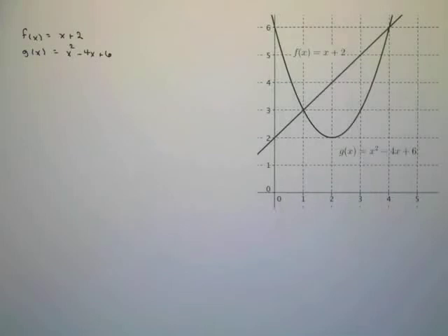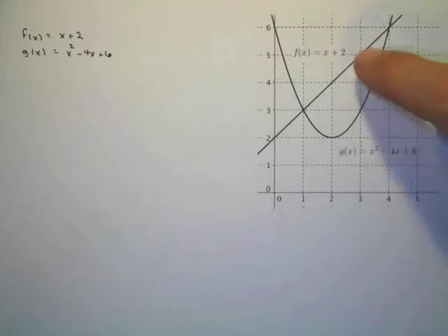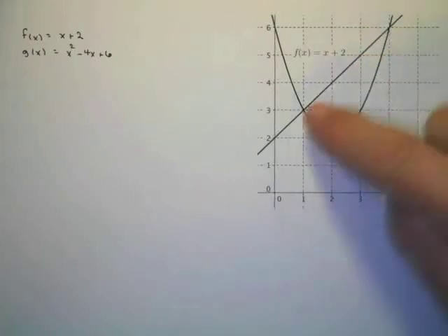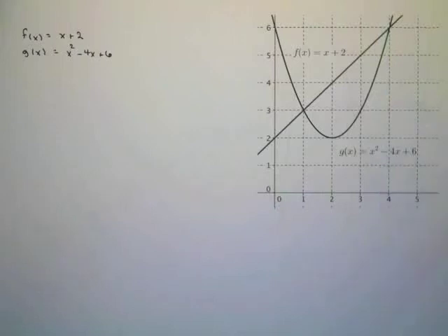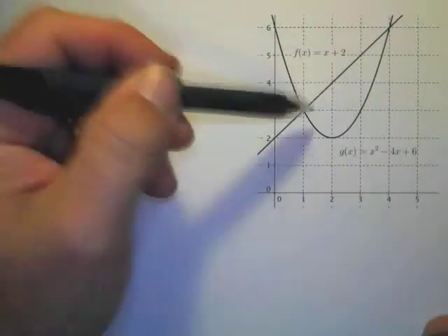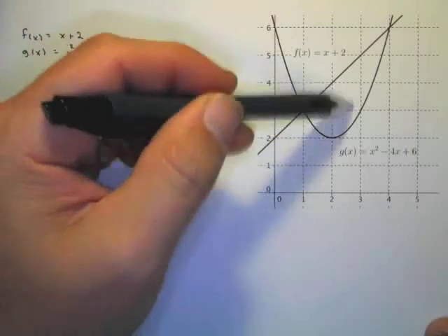In this video, we'll extend the concept of finding the area between the x-axis and the graph of a function to finding the area between the graphs of two functions. To the right over here, we have a graph of f of x equals x plus 2, a linear function, and g of x equals x squared minus 4x plus 6. Our task will be to find the area that's trapped between these two functions right here.